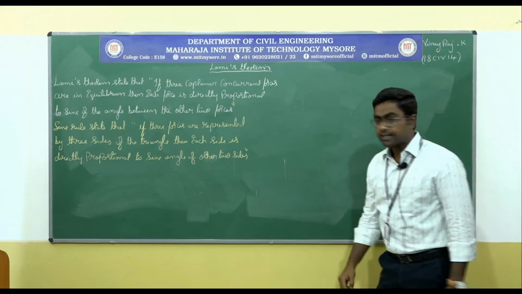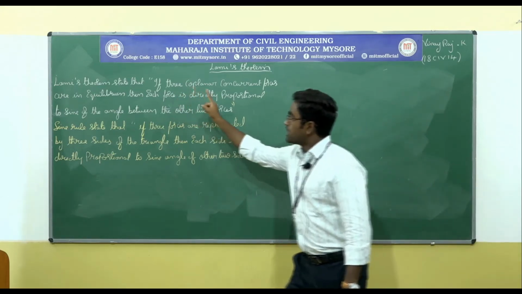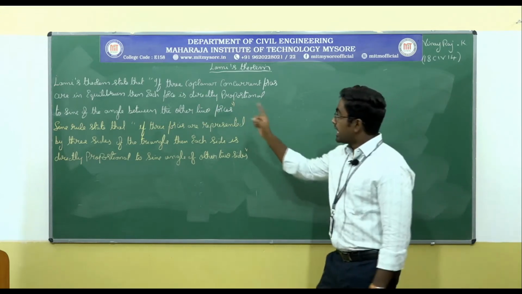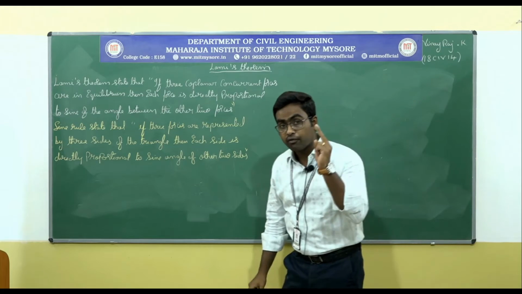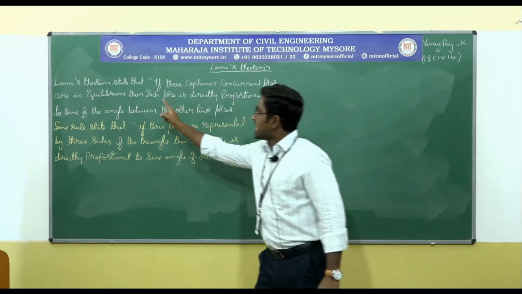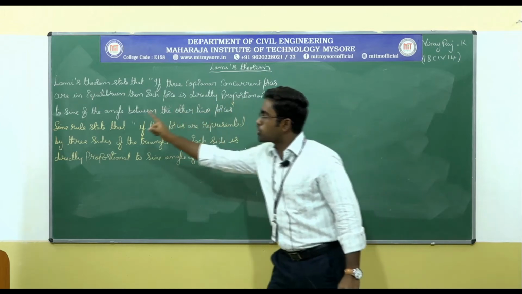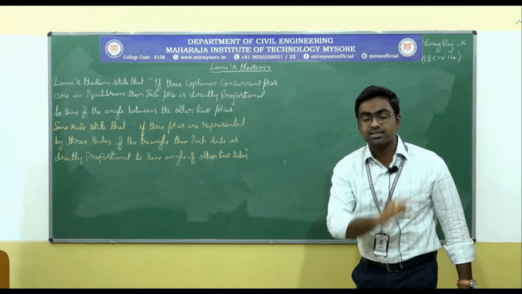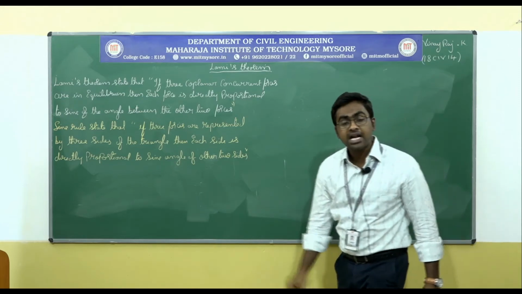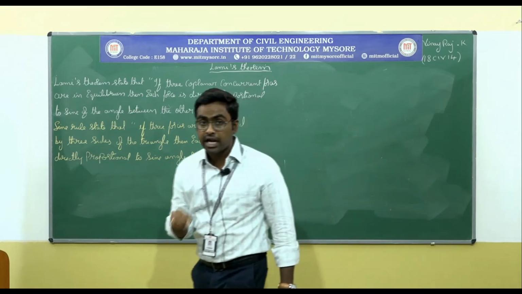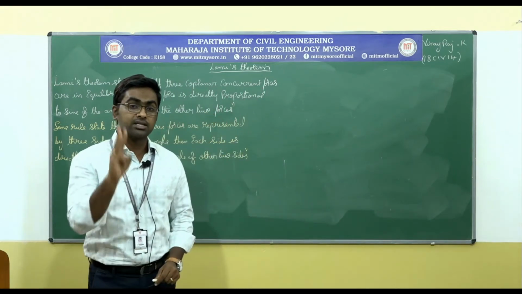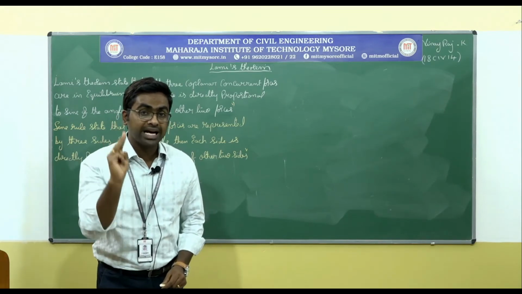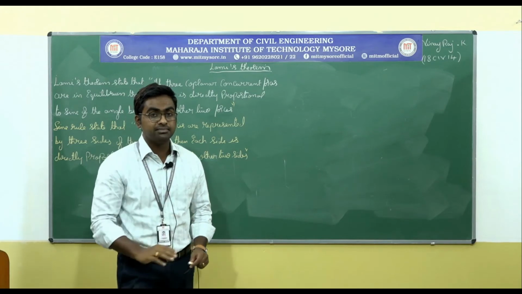See, Lami's theorem states that if three coplanar concurrent forces are in equilibrium, then each force is directly proportional to the sine of the angle between the other two forces. This is the statement, and we need to prove this statement now. According to the statement, we have to consider only three forces. The three forces should be concurrent and in equilibrium, right?